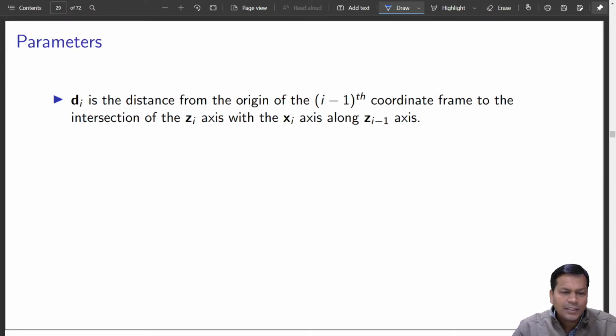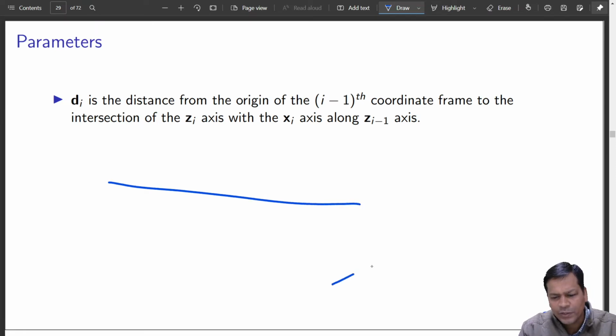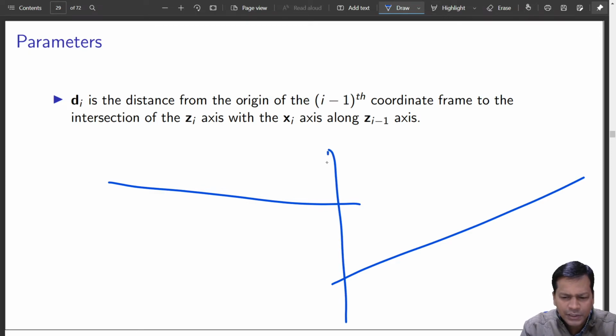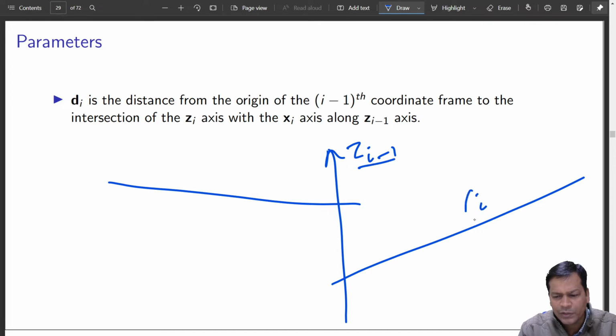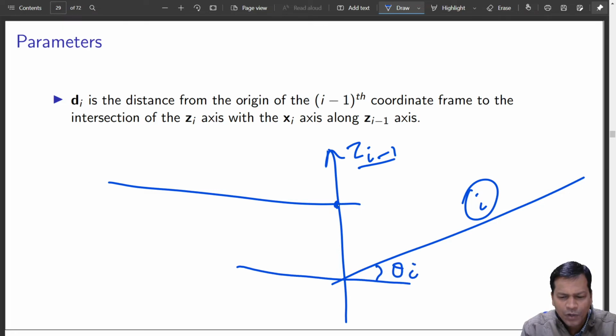Okay, that defines the DH parameters. Basically di, this is exactly the same in text. So if you have di, what is di? If this is your first link, this is your second link, a common normal, this is the axis of rotation zi minus 1 about which link i is rotating. So the angle between them is your theta i, and this is your offset, this is di. Di is the distance from the origin of the i minus 1th link to the ith link.